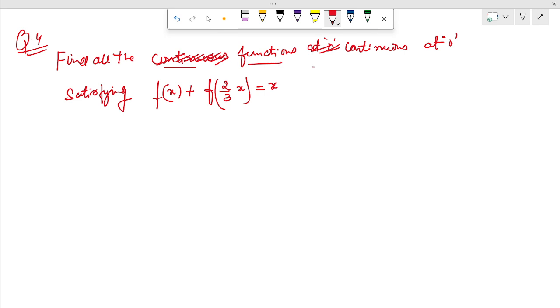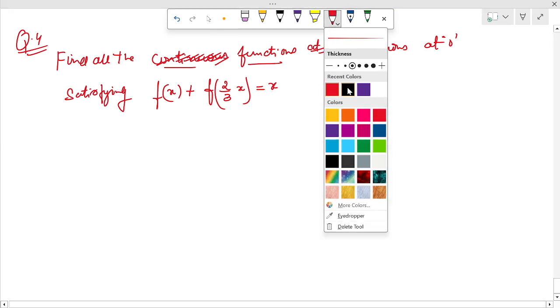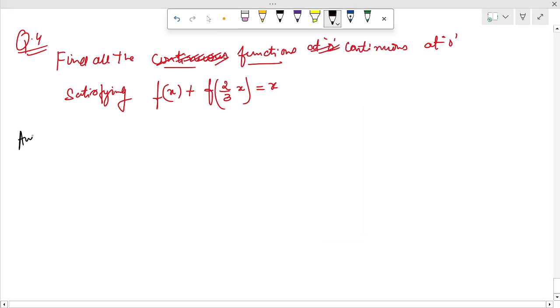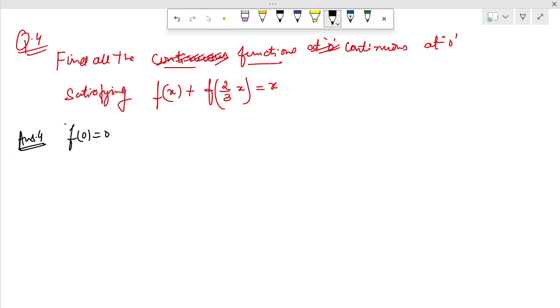We have to find all the functions which are continuous at 0 and satisfying this thing, f of x plus f of 2 upon 3x is equal to x. So we want to find all these functions. So let us do that. First thing that is observed is that f of 0 will be equal to 0, because if we place x equal to 0, this will be f of 0, this will be f of 0 equal to 0. It implies 2 times f of 0 equals 0. It implies that f of 0 equals 0.